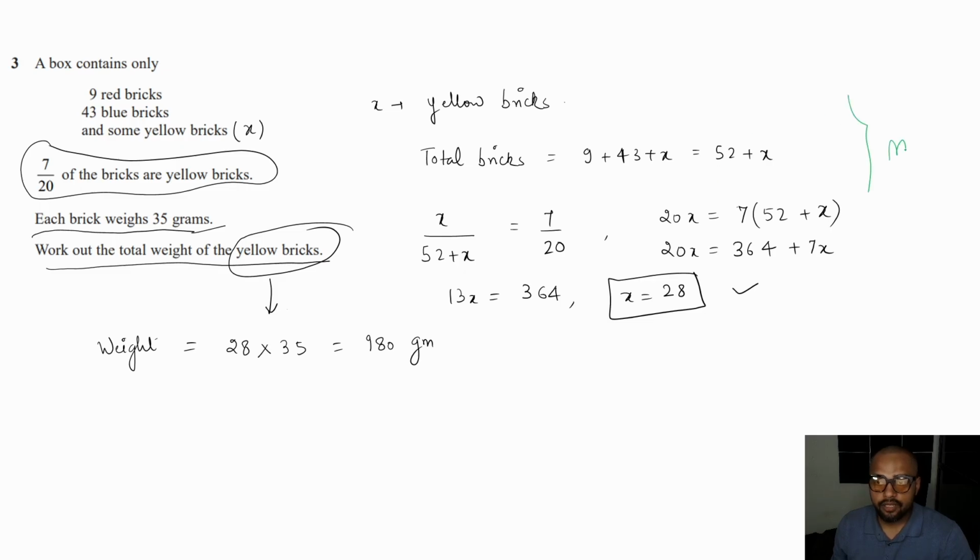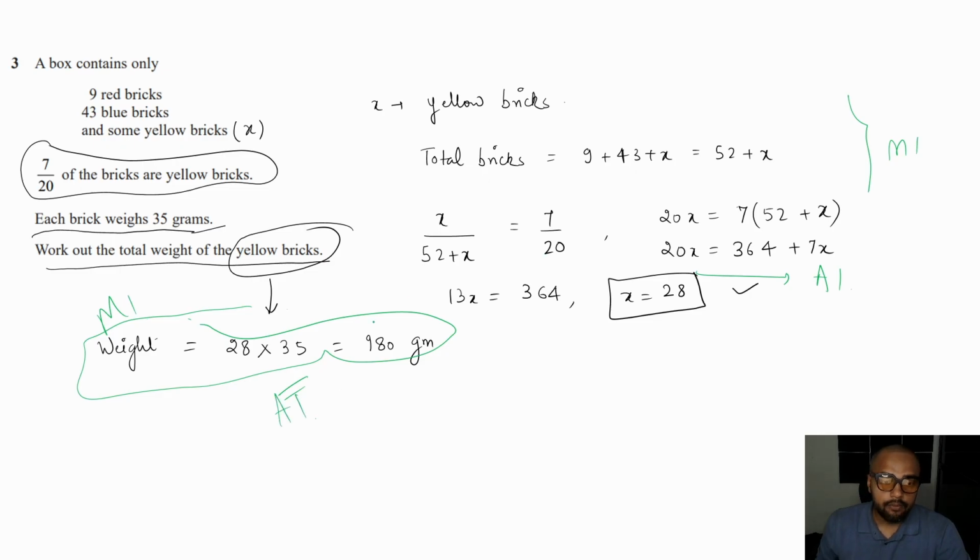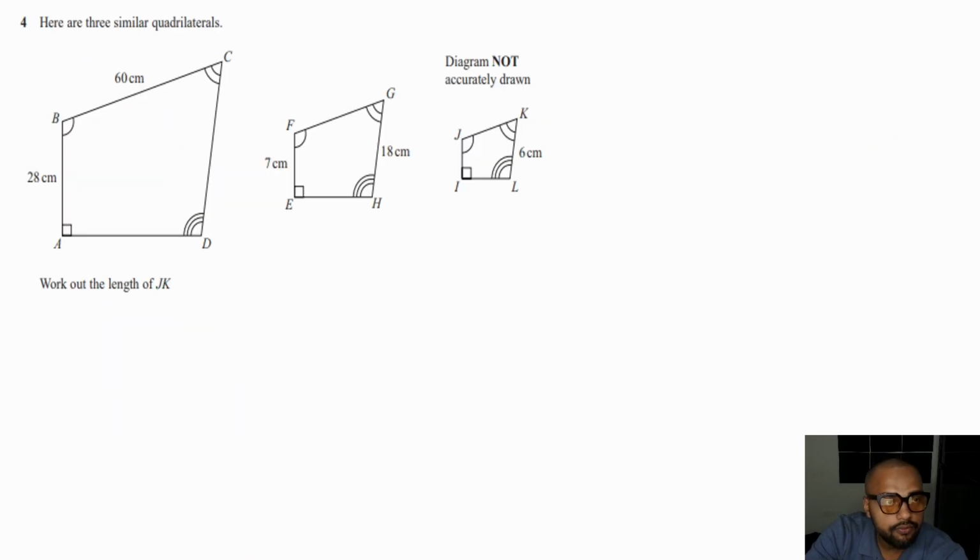Okay students, for this approach you will get M1, and for this accuracy you will score A1, and same for the method which we have applied, M1 and A1 will be possible. You will be scoring for 980 grams. Okay students, let's move ahead.